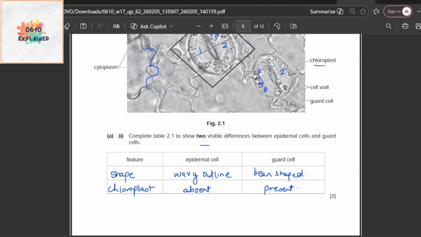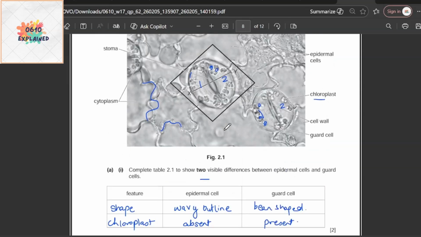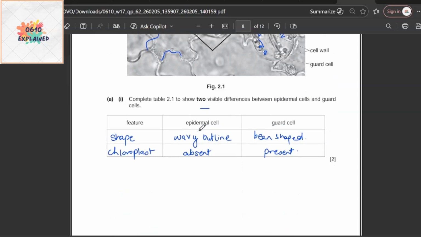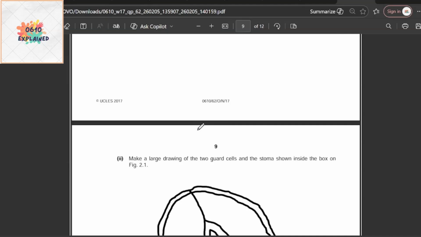More points that you could talk about were the cell wall: there is a thin cell wall in the epidermal cells, but it is very dark on the guard cell, and that is how we understand that it is a thick cell wall on the guard cell. The size of the cell: the epidermal cells are quite large, but the guard cells are smaller because they are all magnified to the same scale, so we could understand that as well. Okay, and the cell arrangement: we could say that the epidermal cells are not paired, but the guard cells are paired. So all these would be your valid answers.